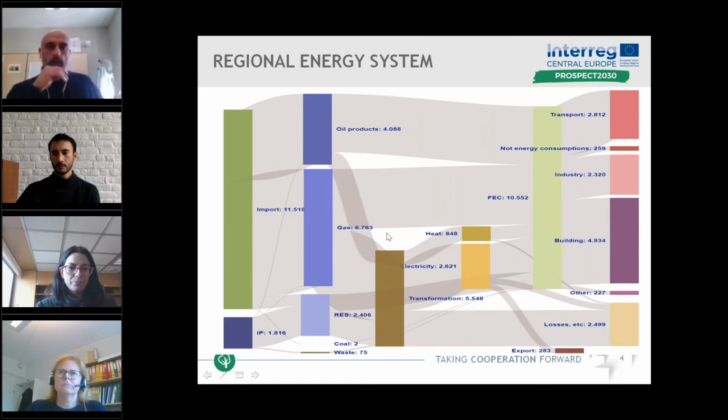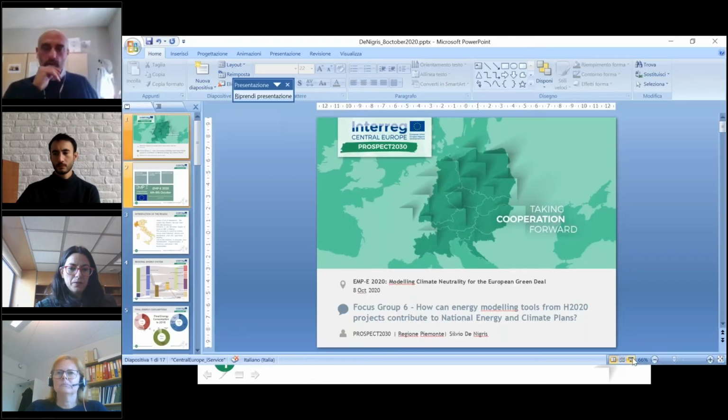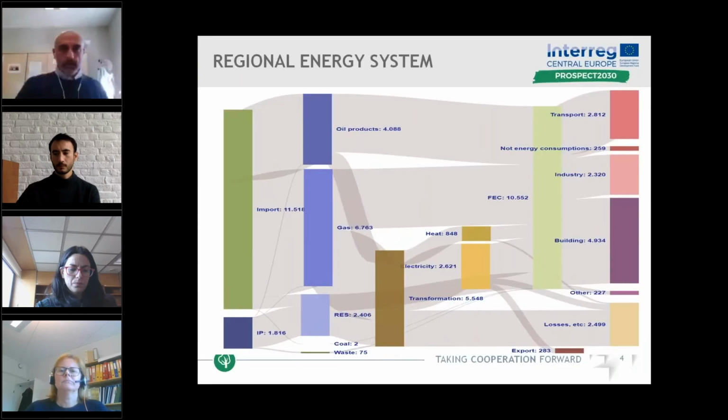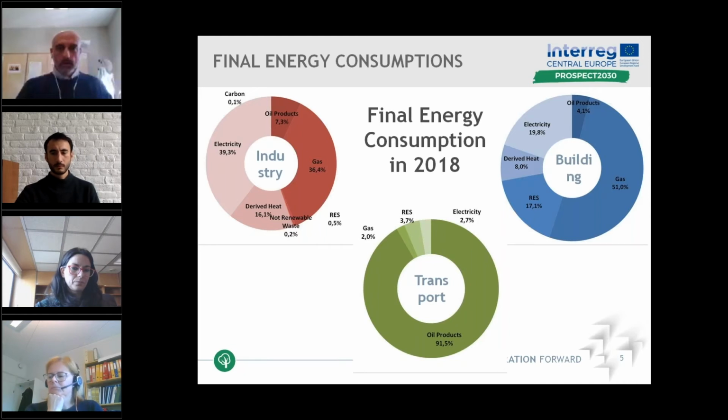Okay, electricity and heat. We have quite a large district heating network in the city of Torino. So if we move to final energy consumption, here again, just a few pictures about the sectors where it is quite evident that we are still quite dependent on fossil fuels, even though renewables are starting to play a big role also.